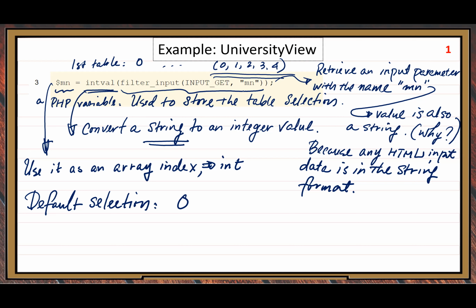Then another thing I like to explain is this filter_input. This function, you can see, does filtering. We do filtering on our data. What kind of filtering? Filtering the data.